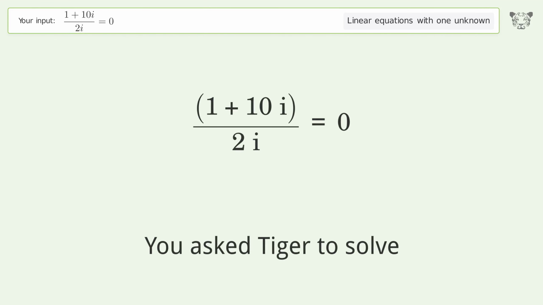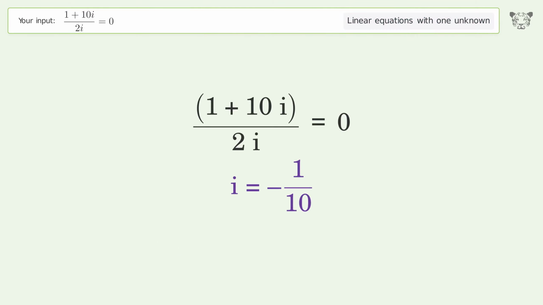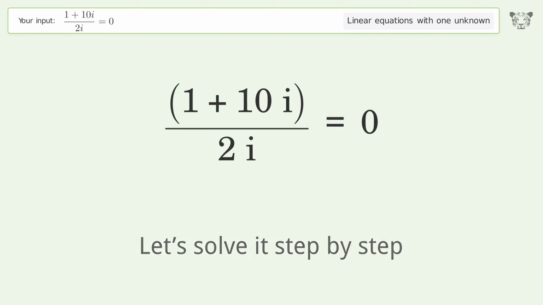You ask Tiger to solve this. It deals with linear equations with one unknown. The final result is I equals -1/10. Let's solve it step by step.